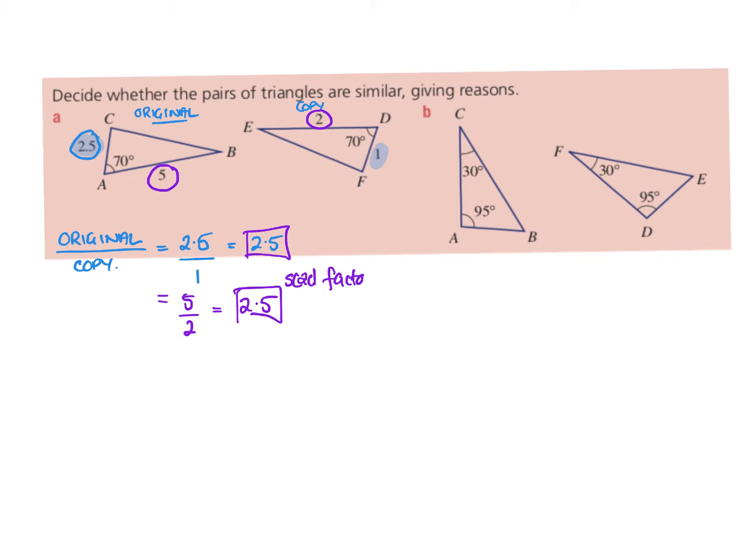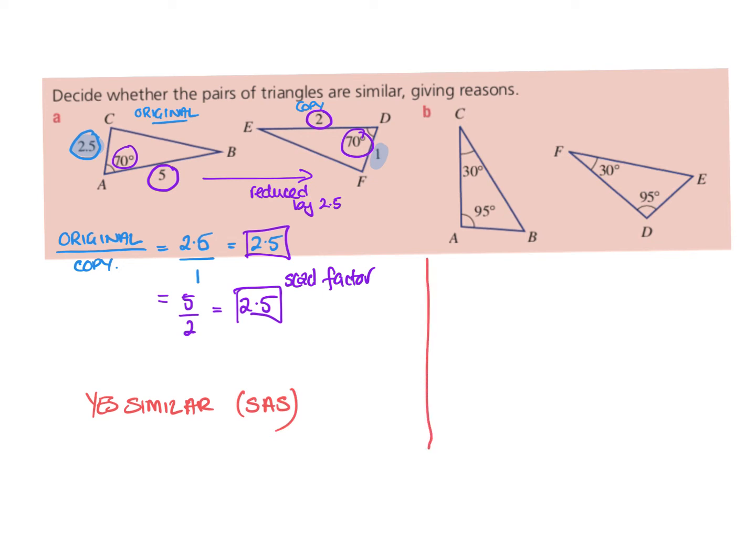So the scale factor, it depends which way you went. If we went like that, it reduced by 2.5 or increased by 2.5, whatever, okay? So we're going to say they have the same ratio, and then is the angle the same in between them? Yes. So we're going to say, yes, they're similar. And why are we going to say they're similar? Because, yeah, side, angle, side. Okay. So let's go check the next one.